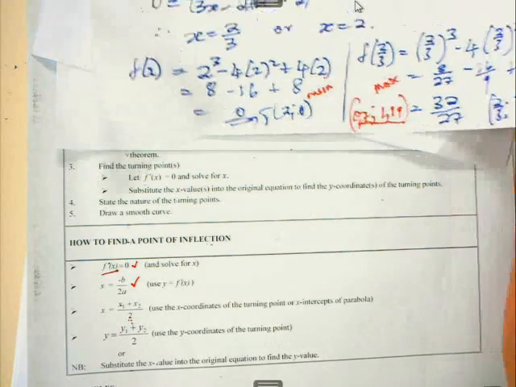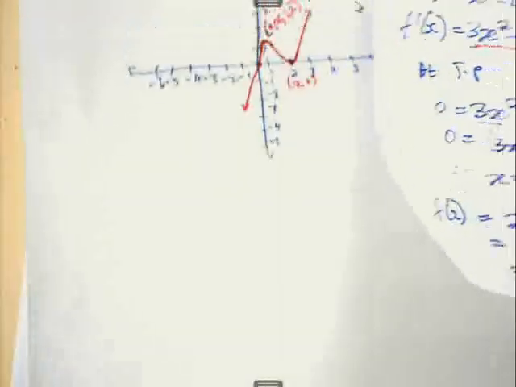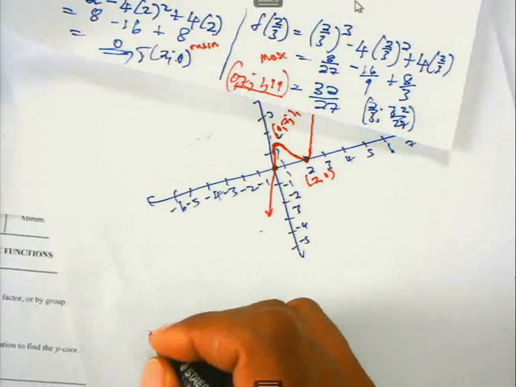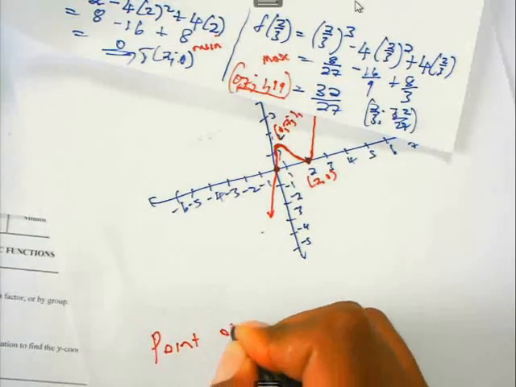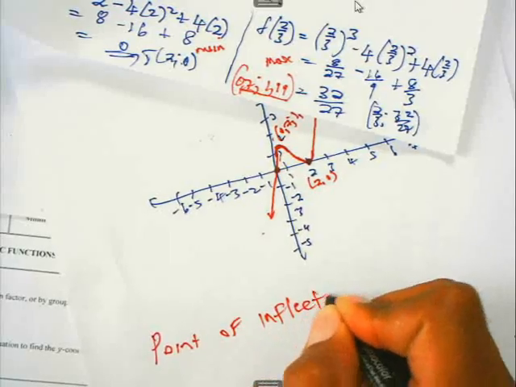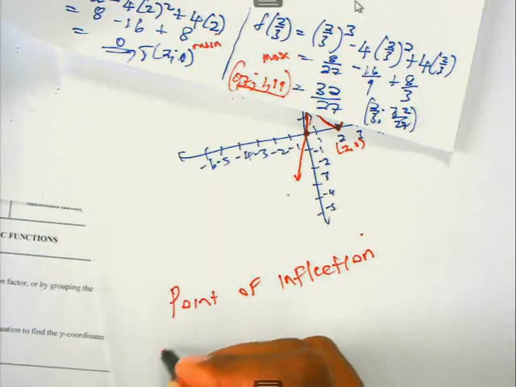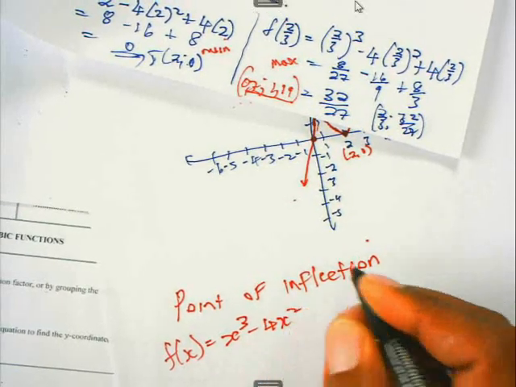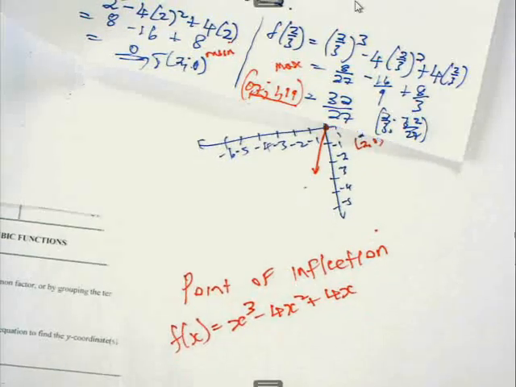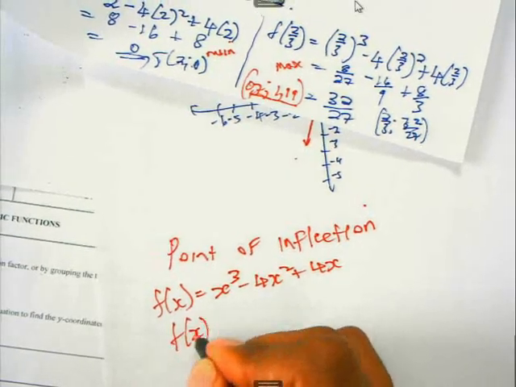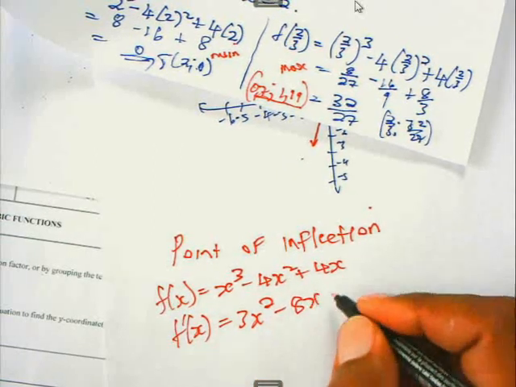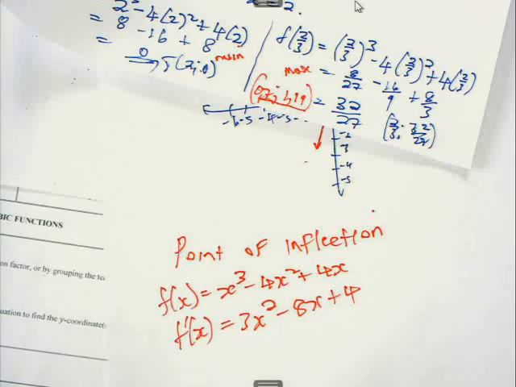I think, boys and girls, it is now very, very clear. Right, okay, let us find the point of inflection of the function that we have here. Remember, the function is f of x is equal to x cubed minus 4x squared plus 4x, and the derivative f prime of x is equal to 3x squared minus 8x plus 4, right?